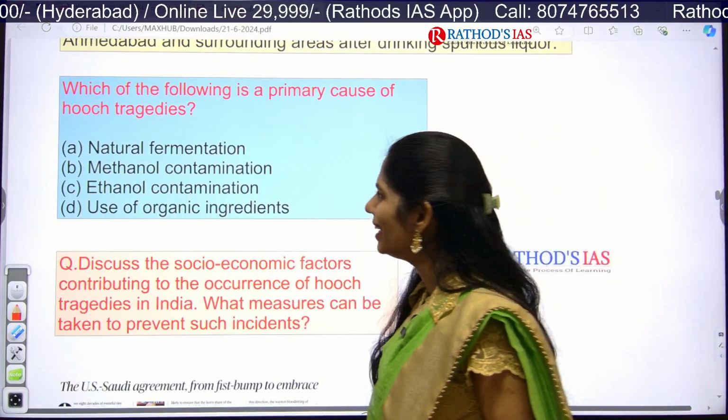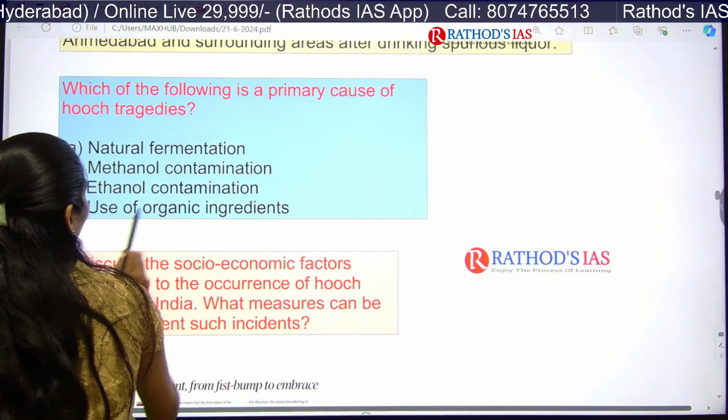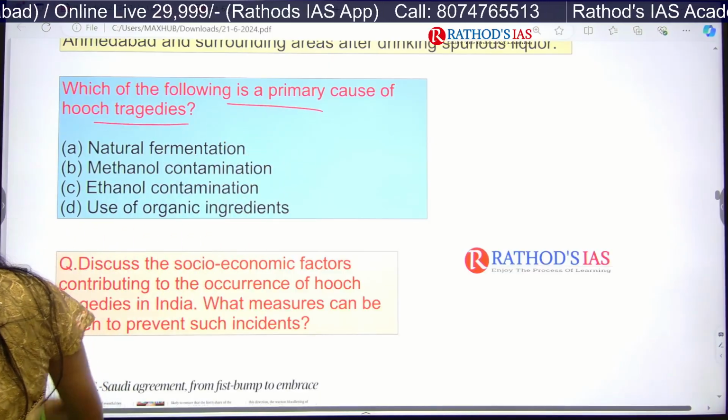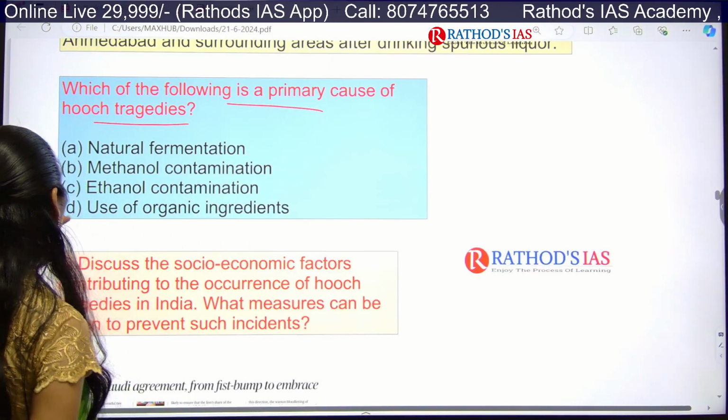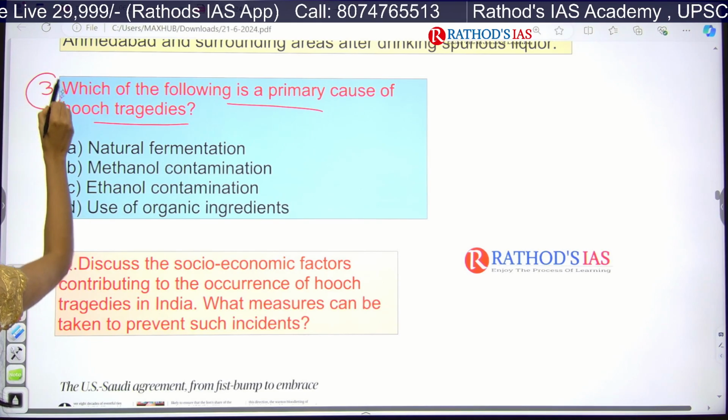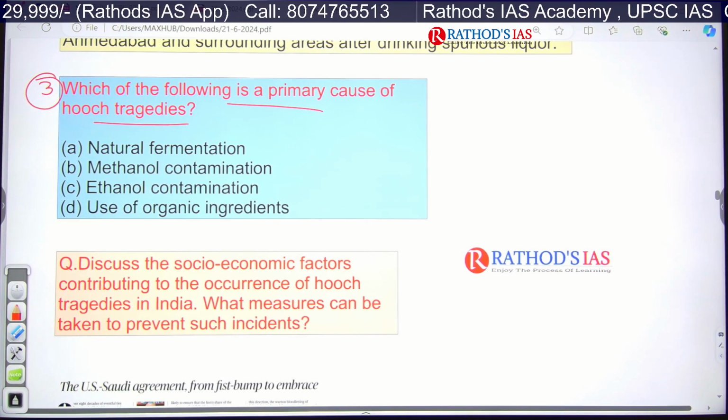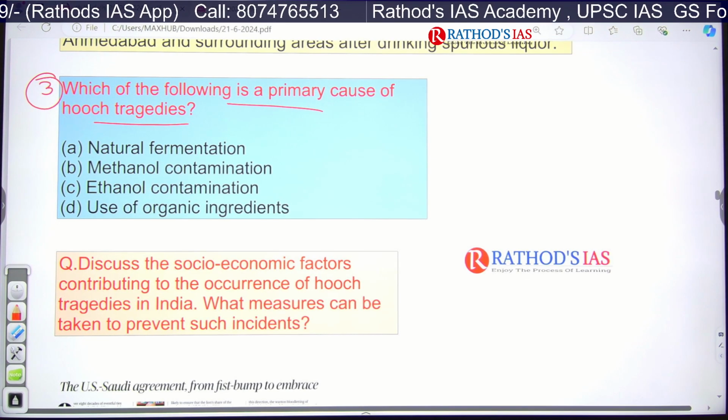It's very simple. Which of the following is a primary cause of hooch tragedy? A, B, C, D. So this is the third question. What is the answer for this third prelims question? Please let me know in the comment box.